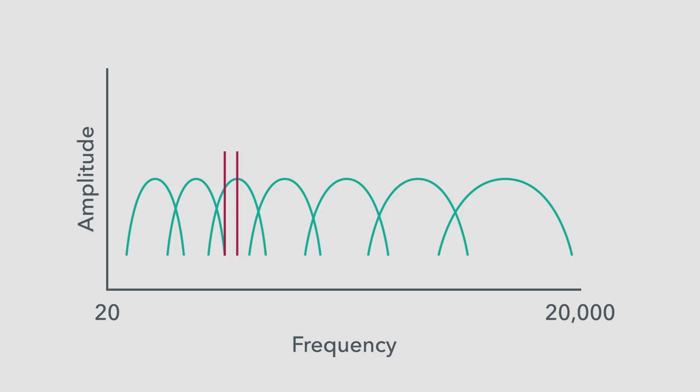In contrast, let's take two other frequencies. Let's take 220 hertz for an A and 330 hertz, let's say, for an E. Those two frequencies are far enough apart that they're going to activate two separate cochlear filters.